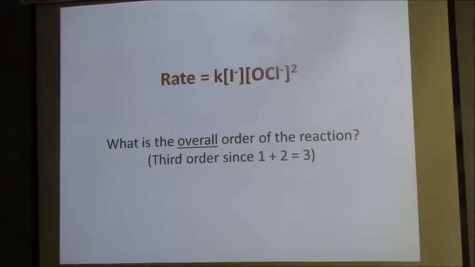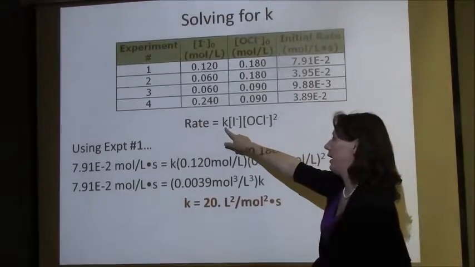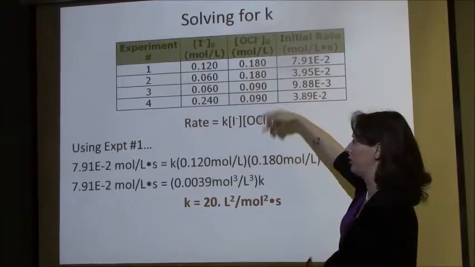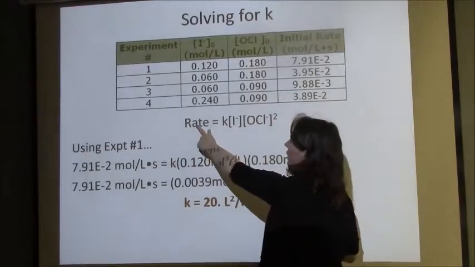Rate is equal to k times [I⁻] to the first times [OCl⁻] to the second. And if I asked you what's the overall order of this reaction, you would say it's third order, right? Because you just add the exponents. But I still need to solve for k. So to get k, all I need to do is pick any one of my trials and plug the data in and solve for k. So I just picked experiment 1 because it's first. Okay, you could have picked 2, 3, or 4 and you get the same answer. So I just picked trial 1.